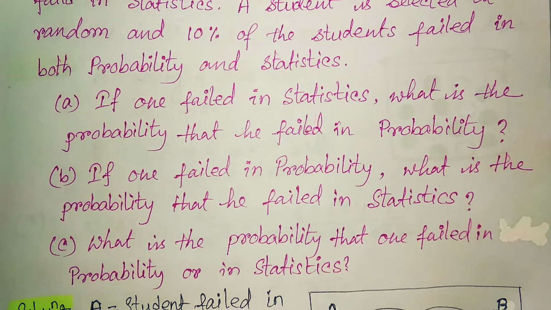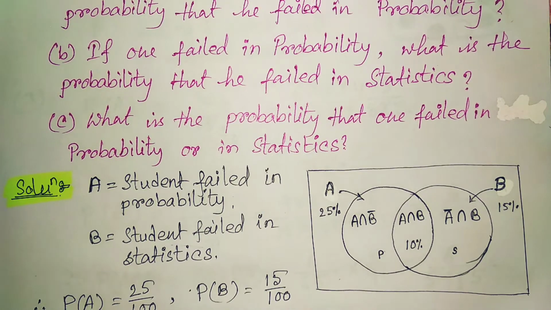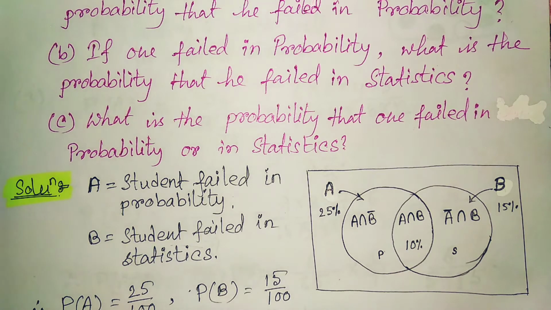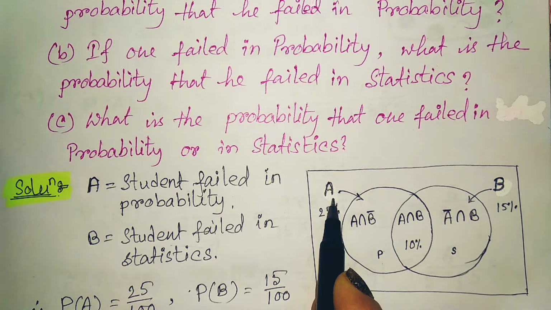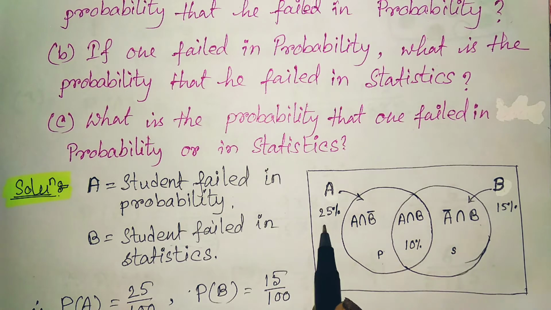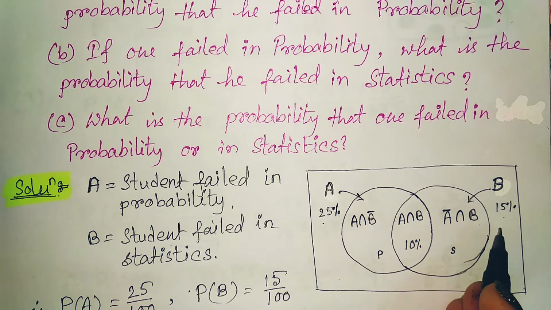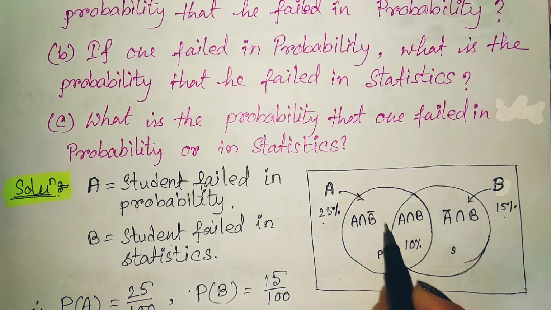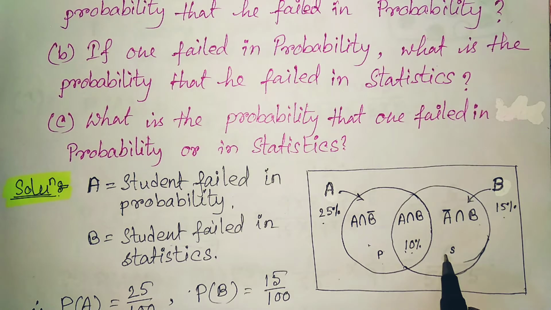So the entire situation we should explain with a Venn diagram. Initially it is given that in a certain college 25% of the students failed in probability and 15% in statistics. So this is the entire college, or the entire sample space. Here the two events are there, A for probability and B for statistics. So 25% of the students failed in probability and 15% in statistics, and it is given that 10% failed in both. Both means their intersection definitely. So 10% of the students failed in both probability as well as in statistics.